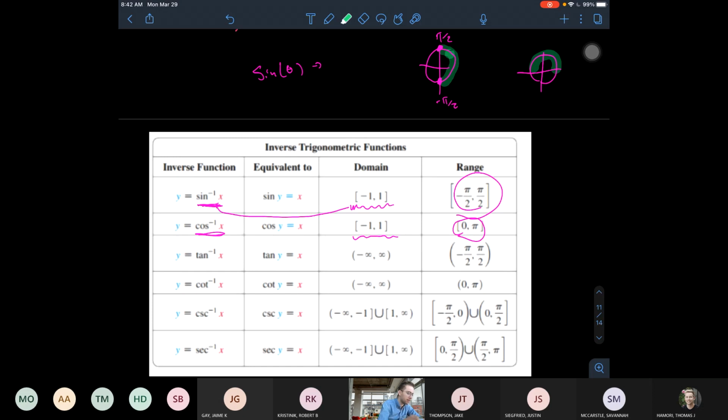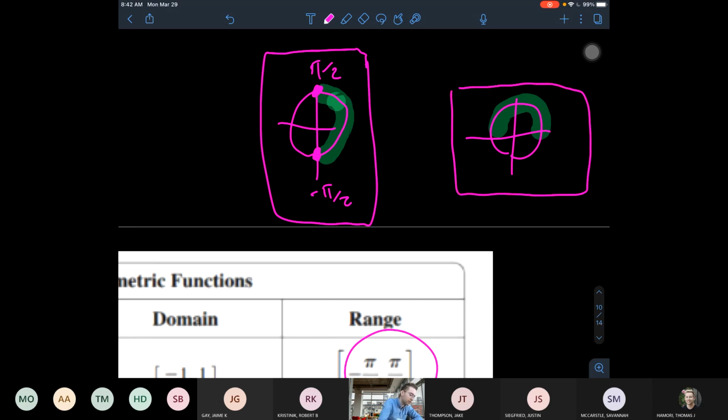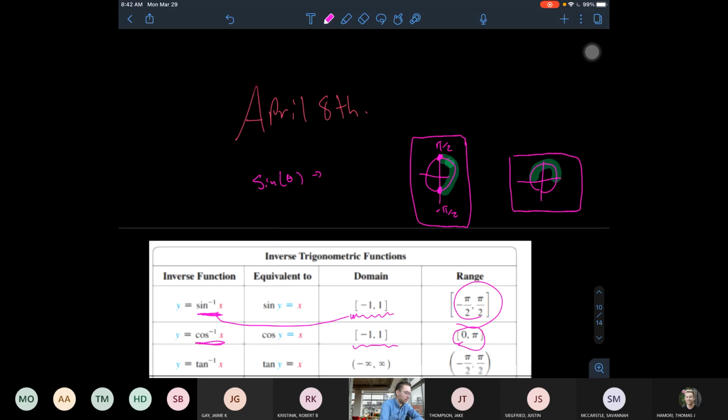And it makes sense that these cover all of our possible values. If we look at the sine one, all of the possible y values are accounted for in that green portion of the circle. And on the cosine one, all of the possible x values of our unit circle are accounted for in this green region. So that's the logic behind that.